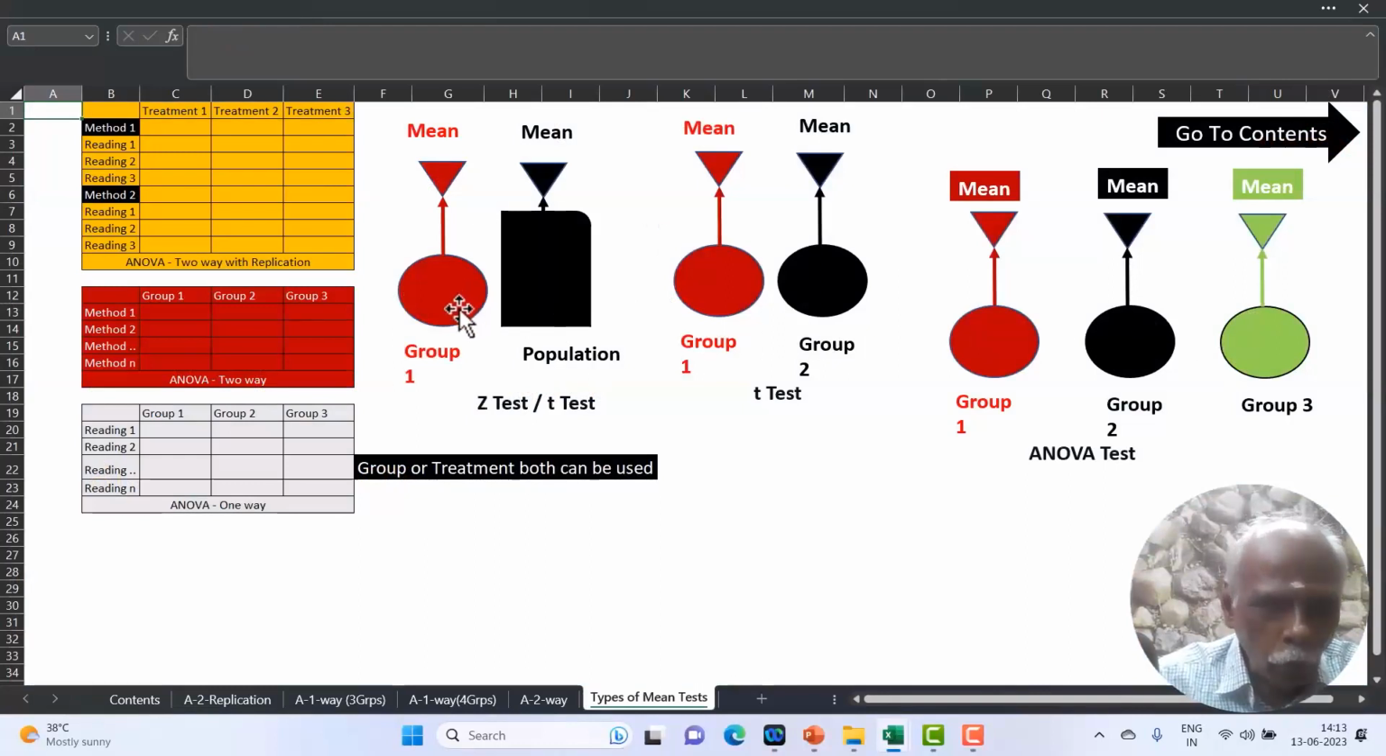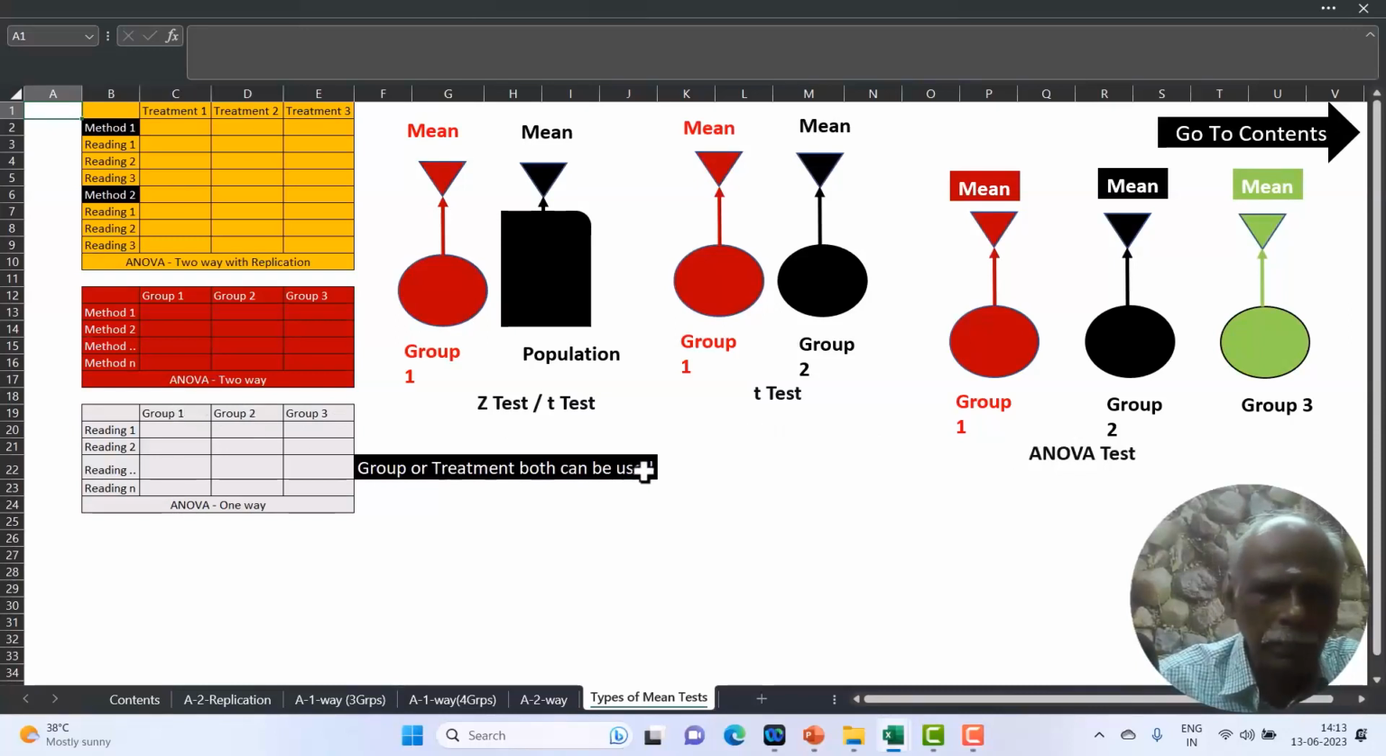When there is a group and a population, we use a t-test or z-test for comparing the mean. When there are two groups, we use a t-test for comparing the mean. And when there are more than two groups, group 1, group 2, group 3, then for comparing the mean we use the ANOVA test. There are three types of data we can take, and then we will use different types of ANOVA tests. Suppose we have three groups.